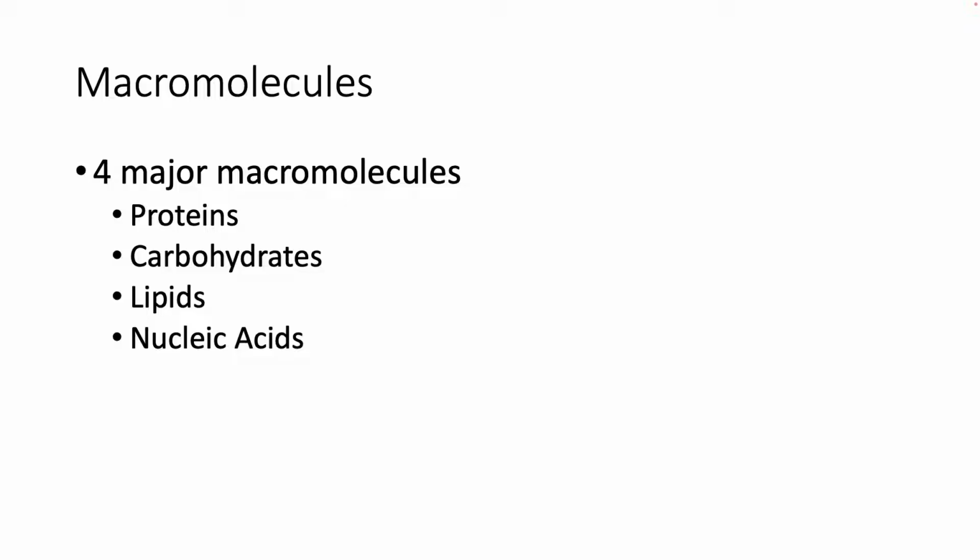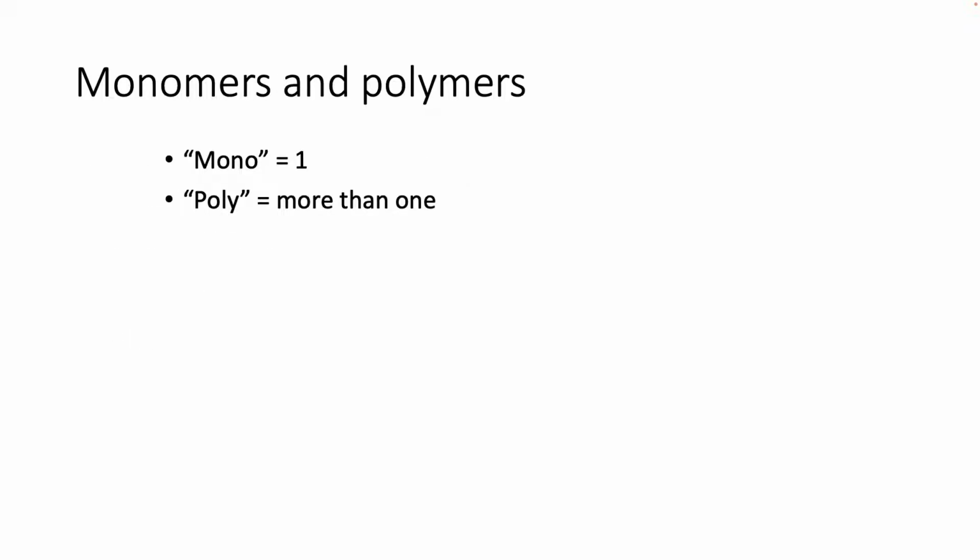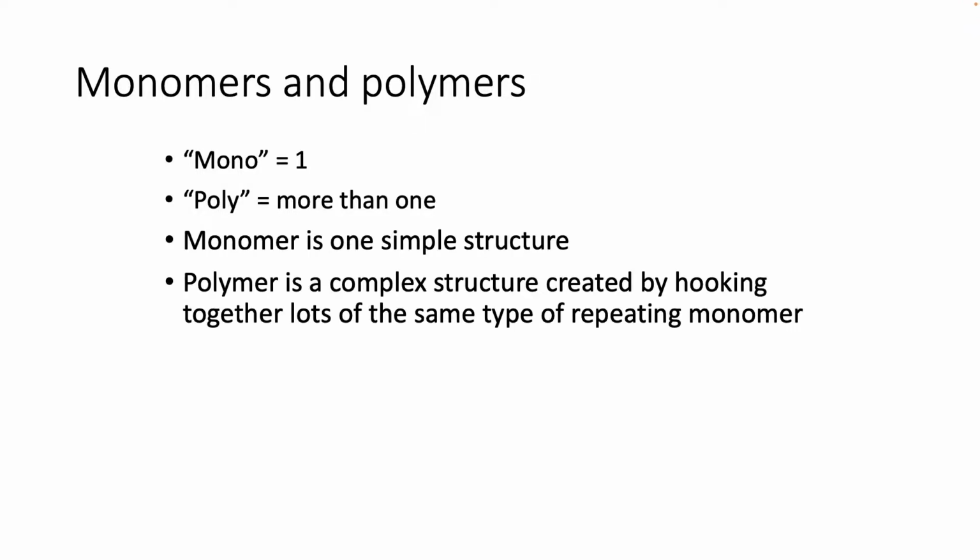So let's break this down. Macromolecules are polymers. So let's look at the difference between monomers and polymers. Mono means one, single. Poly means more than one. So a monomer is a simple structure, one simple thing. And a polymer is much more complex. It's made up of hooking together a bunch of monomers of the same type and forming a much larger structure, a macromolecule. So how does this work?